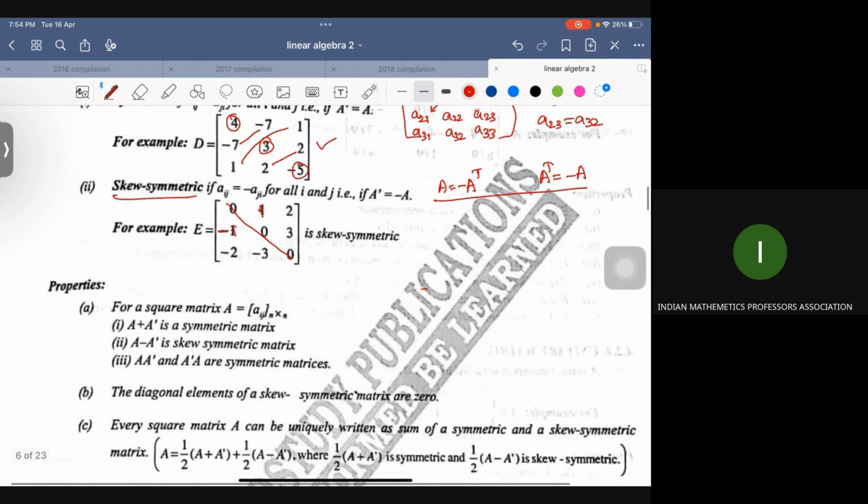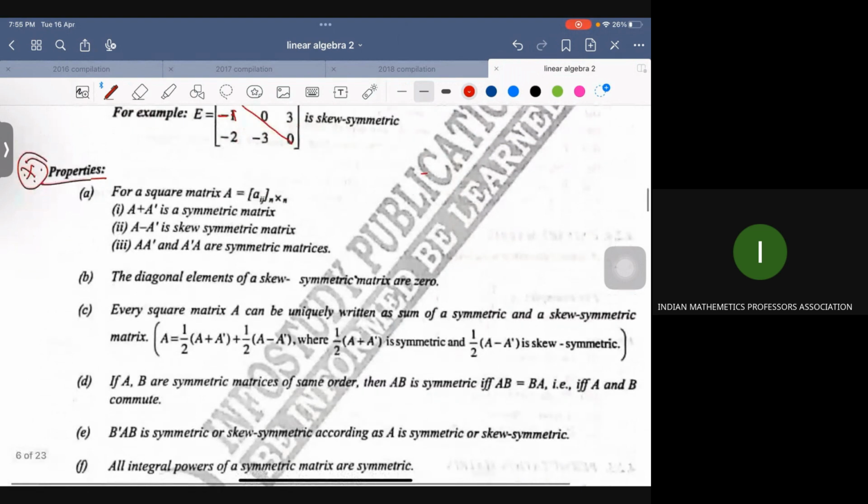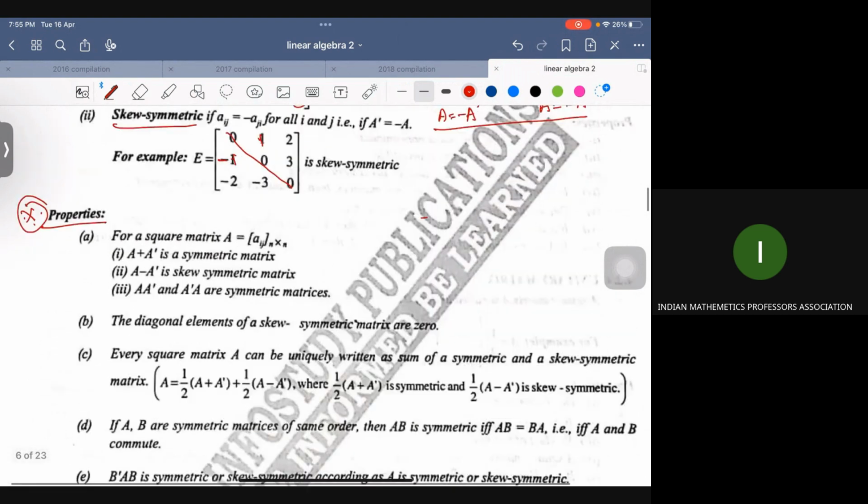Now, properties of symmetric and skew symmetric matrices. These properties are important because there will be at least one question from this section: symmetric, skew symmetric, Hermitian, skew Hermitian. For a square matrix A, A plus A transpose is a symmetric matrix, and A minus A transpose is a skew symmetric matrix. A into A transpose and A transpose into A are symmetric matrices.